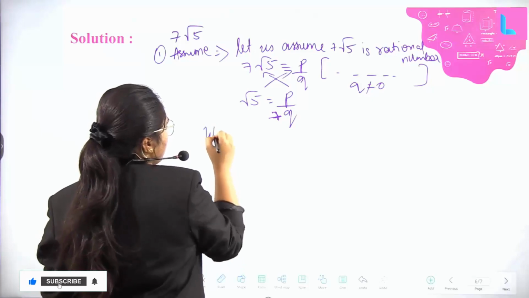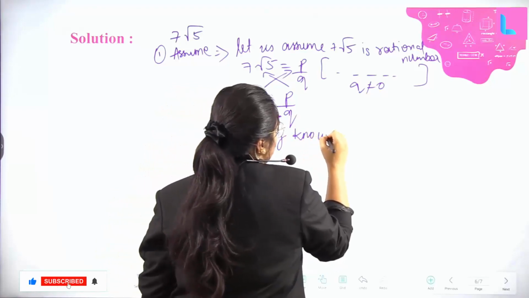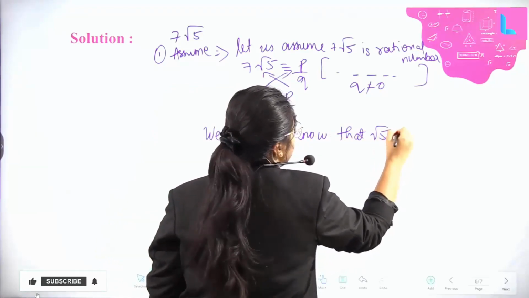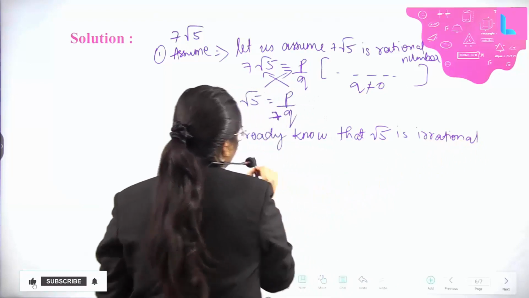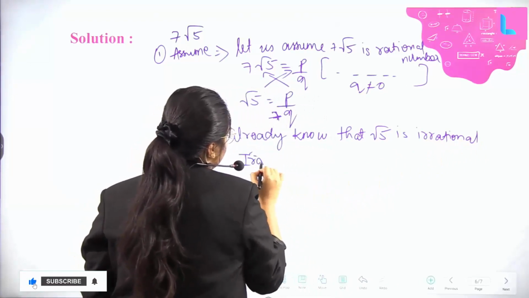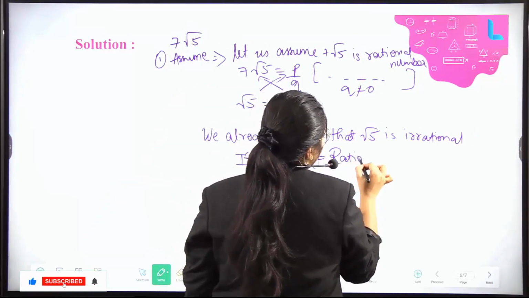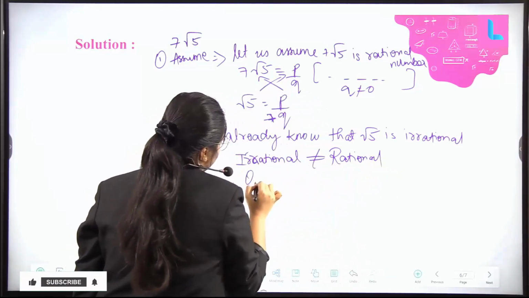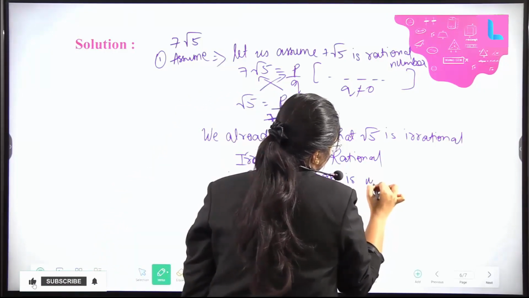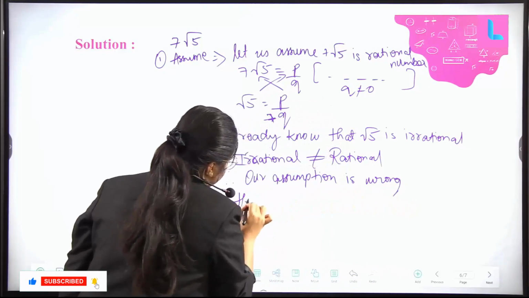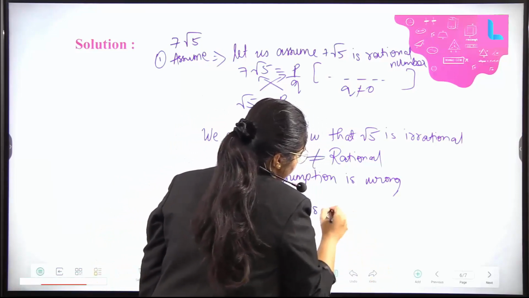Write the statement again. We already know that irrational cannot be equal to rational, therefore our assumption is wrong, hence 7 root 5 is an irrational number.